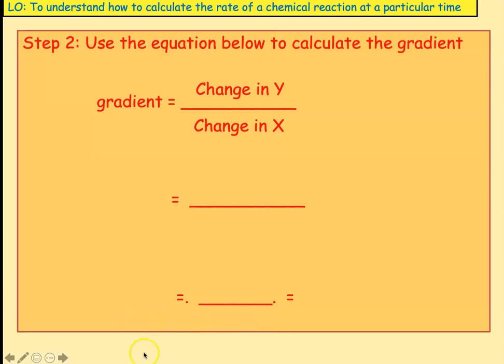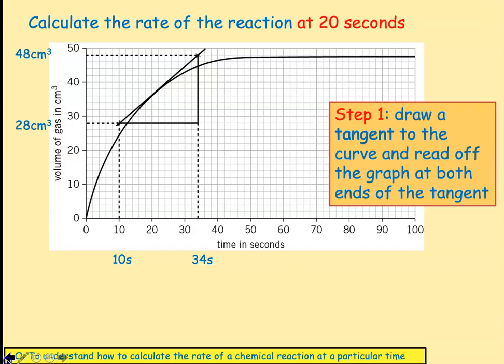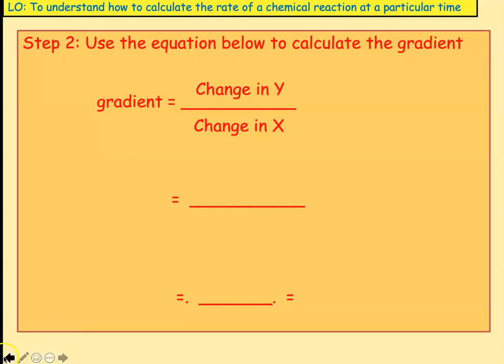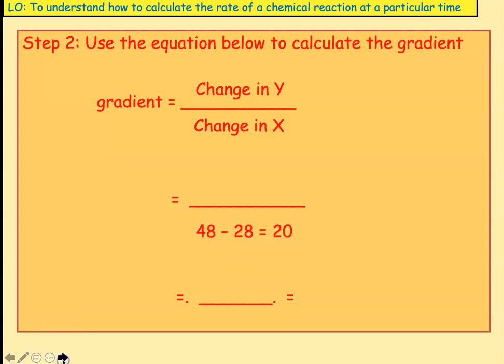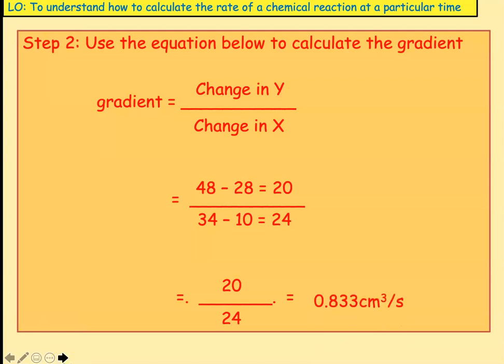So we're making it into a triangle. So the gradient is the change in y over the change in x. So if I go back, the change in y is 48 minus 28. And the change in x is 34 take away 10. So we've now got 20 over 24, and we're going to calculate like we did with the mean rate of reaction. 20 divided by 24 gives us 0.833 centimeters cubed per second.